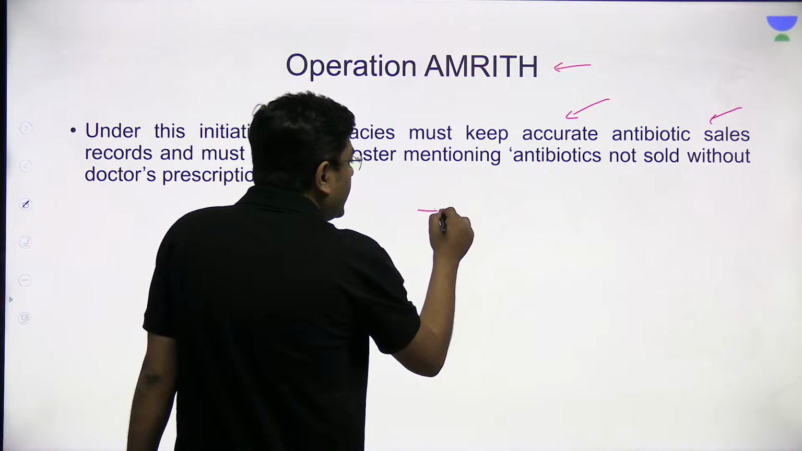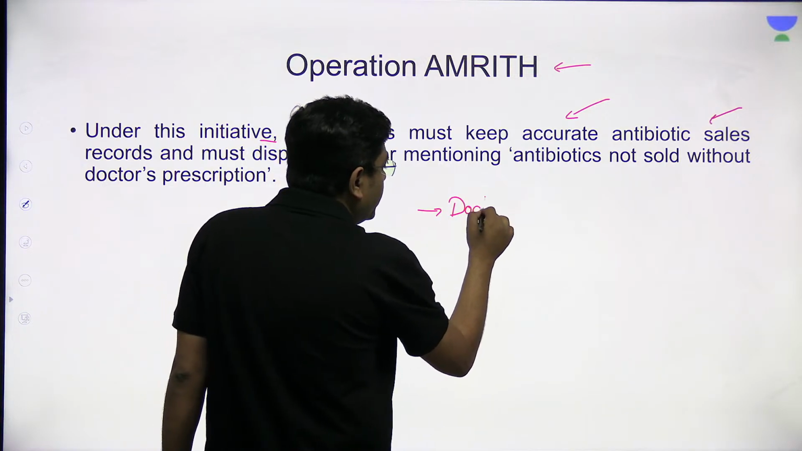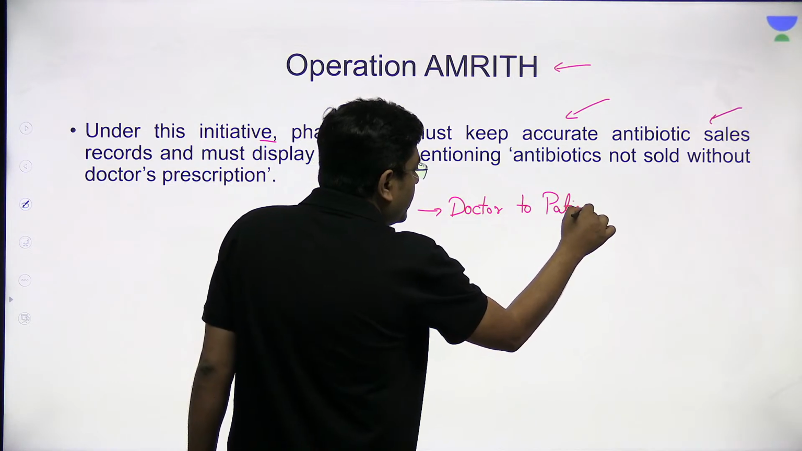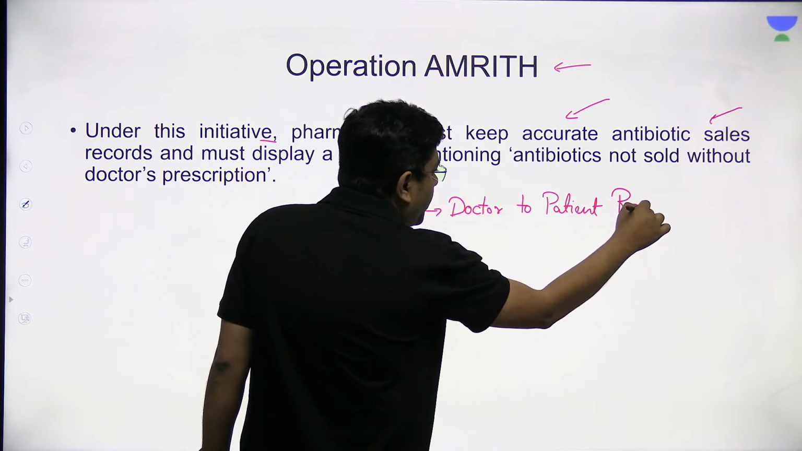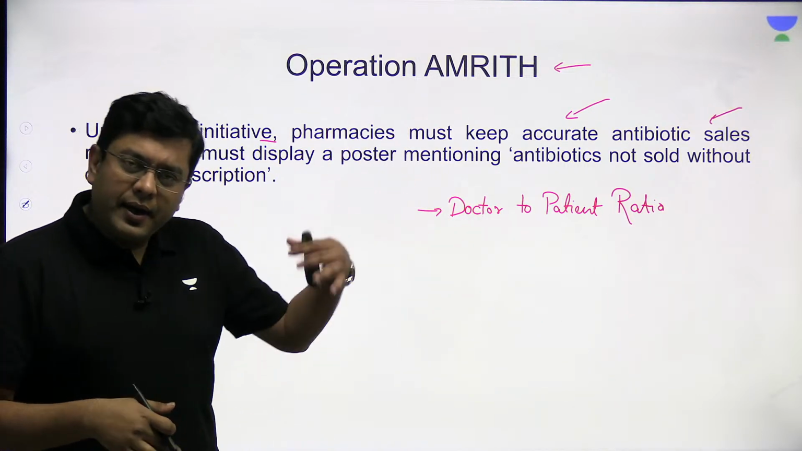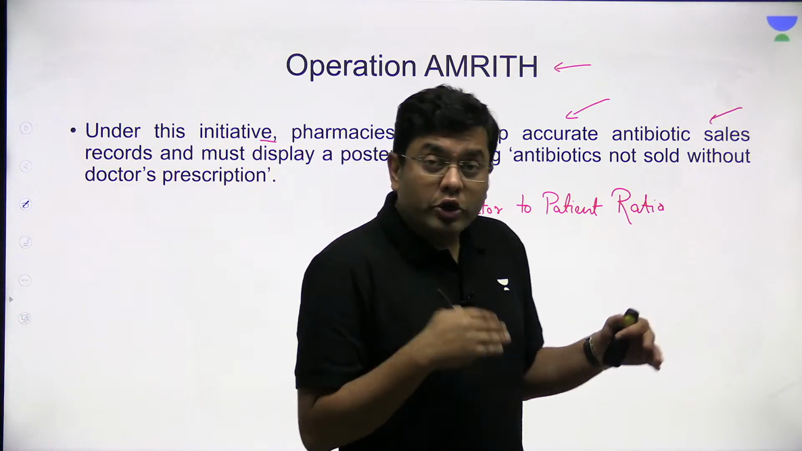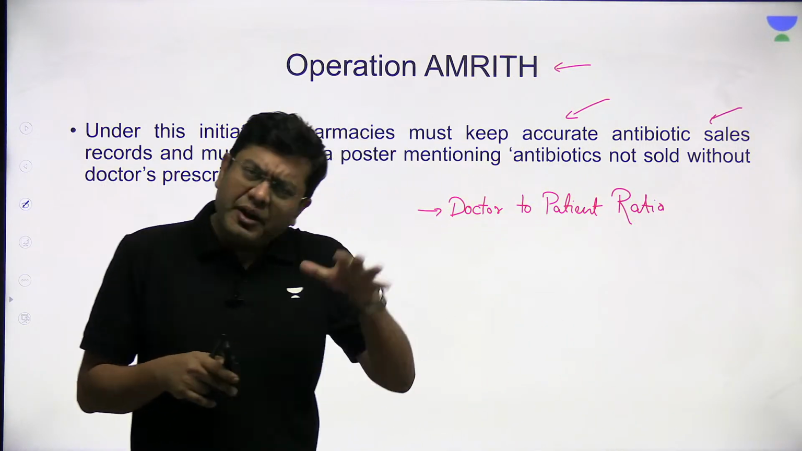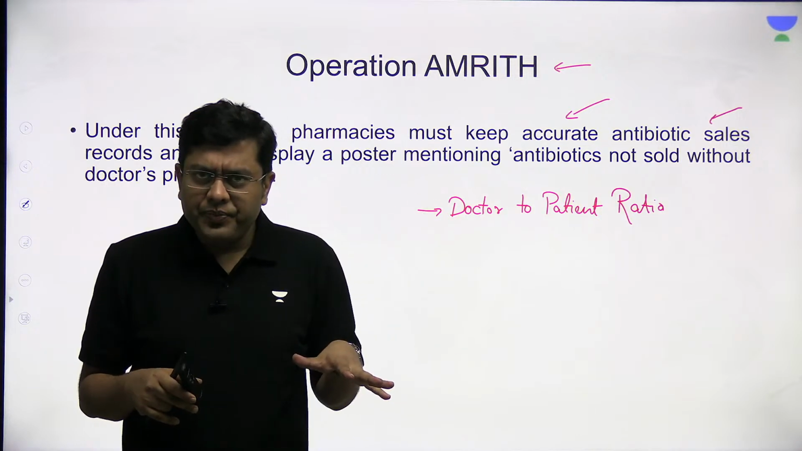First of all, the doctor-to-patient ratio is favorable in Kerala, unlike, let's suppose, in Odisha, unlike Jharkhand, unlike Bihar. So the doctor-to-patient ratio is significantly favorable. That means you have enough doctors available.